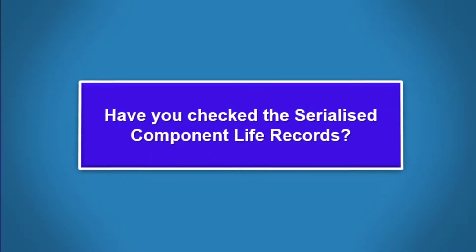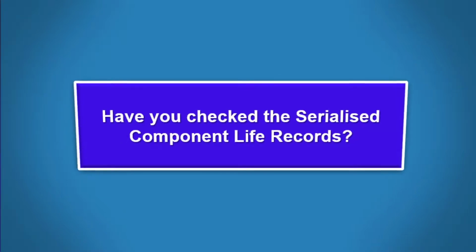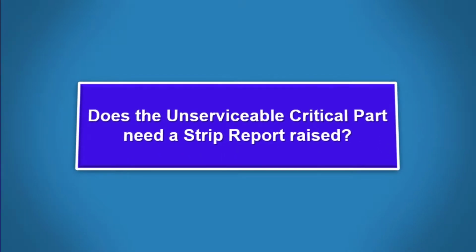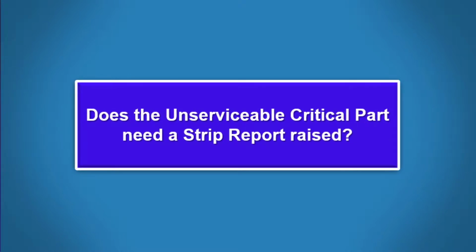Have you checked the serialized component life records? Satisfying yourself that the component is within its life tolerances and the records are in order is a requirement. Are all the scheduled maintenance inspections complete for this part? Checking these inspections are in order is another requirement. Does the unserviceable component need a strip report raising? Strip reports are required for failed components which could affect flight safety.